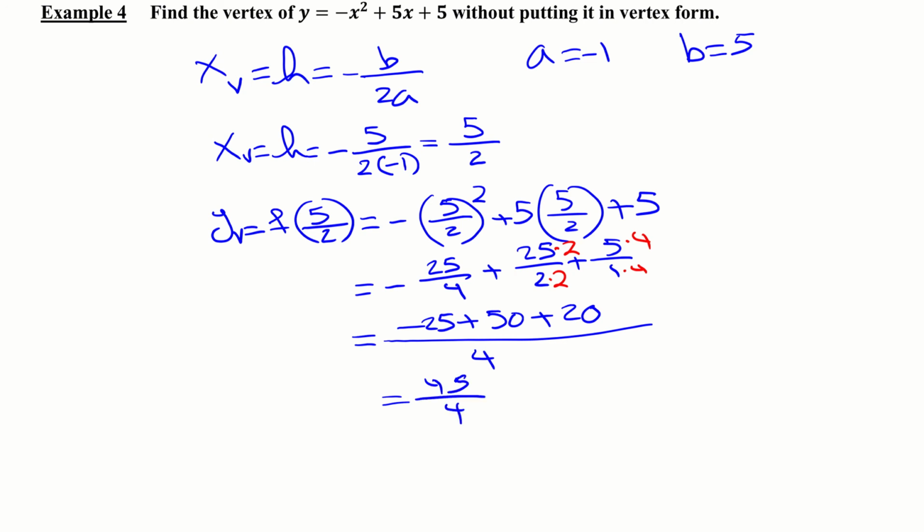over 4. So we can see that the vertex here is going to be at, first we put the x value of the vertex, which is 5/2, and then the y value, which we know is 45 over 4. And there we have found the vertex without having to go through the process of completing the square. Make sure you can manage this simple process on your own before we proceed.